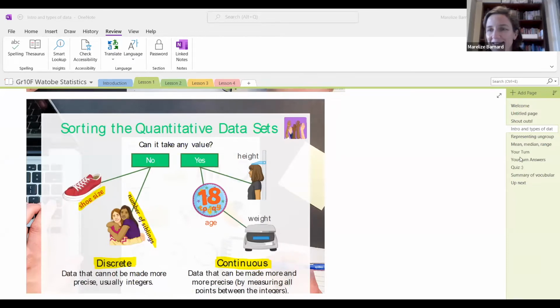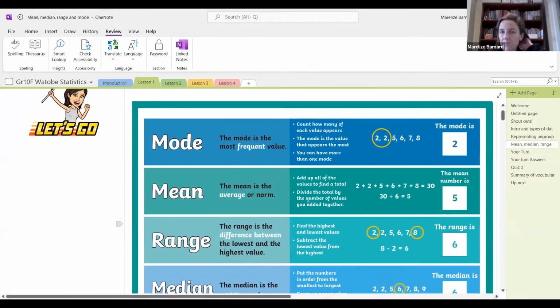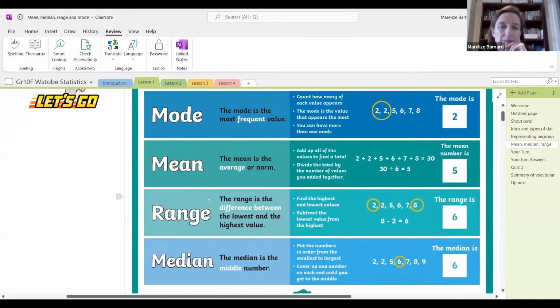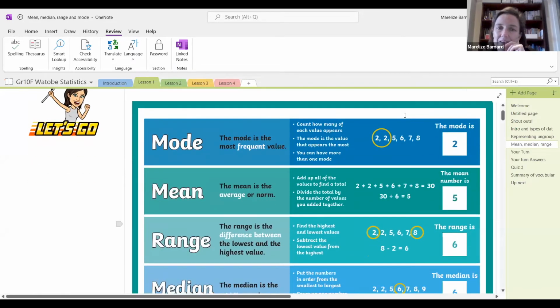Okay. All right. So let's go on to our example of mode, mean, range, and median. These are what we call the measures of central tendency. We calculate those numbers, and they are used to tell us something about the data that we are looking at. The first one is the mode. And again, you're welcome to take a screenshot of this. The mode is the most frequent value.